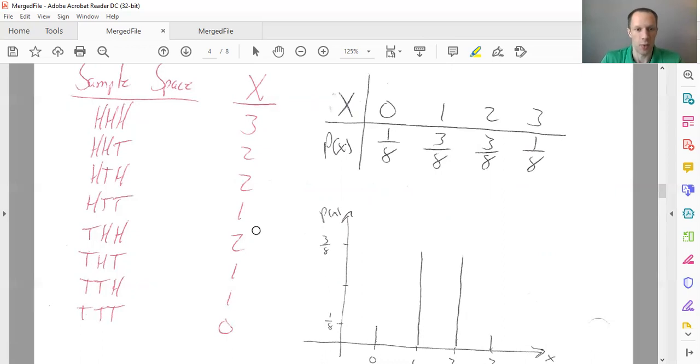How many make X equal to 1? We've got 1, 2, 3 outcomes that made X equal to 1, so 3 out of 8. This is just classical probability analysis. How many outcomes make X equal to 2? 1, 2, 3 outcomes out of 8. And how many make X equal to 3? Well, just 1 out of 8. If you add these probabilities up, 1 plus 3 plus 3 plus 1, you would get 8 out of 8. So the distribution meets the rule that I said it has to follow.